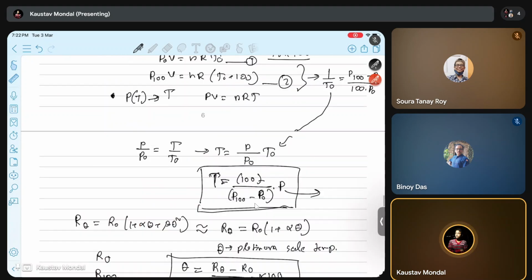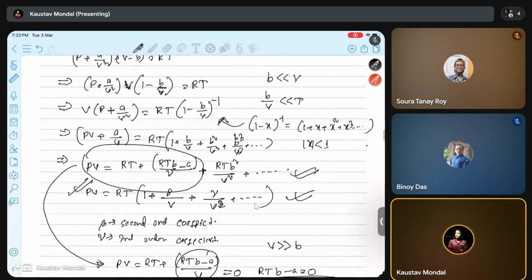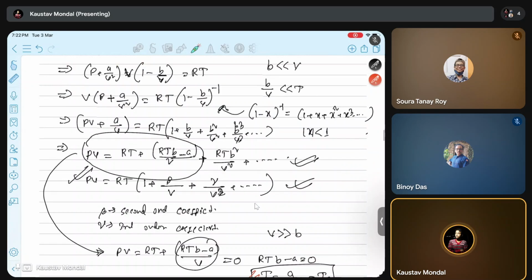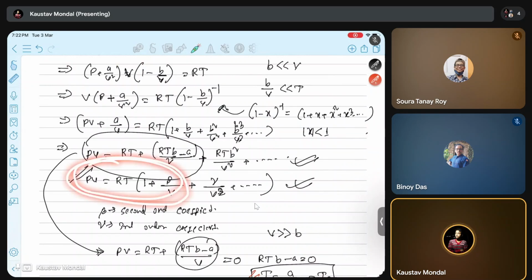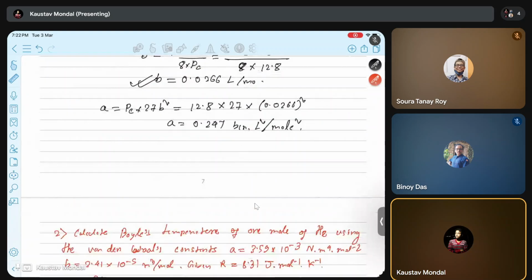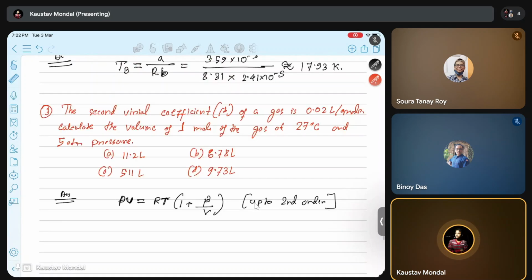That we have done, right, this equation. So this is the virial expansion, and we are writing it up to the second order. Okay, so now we have to calculate the volume.